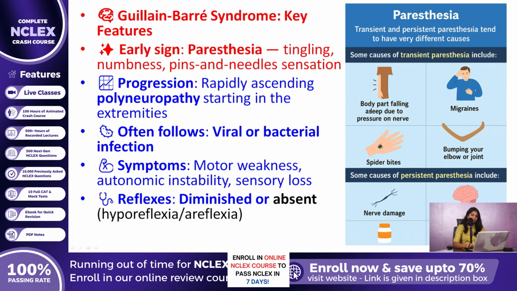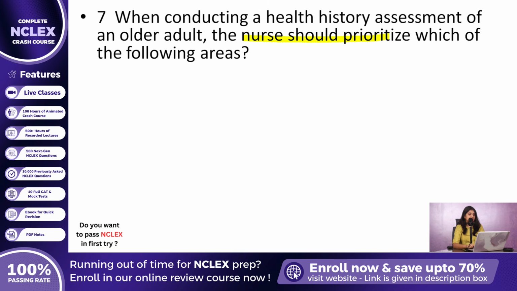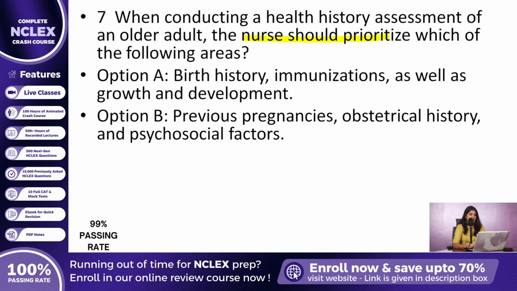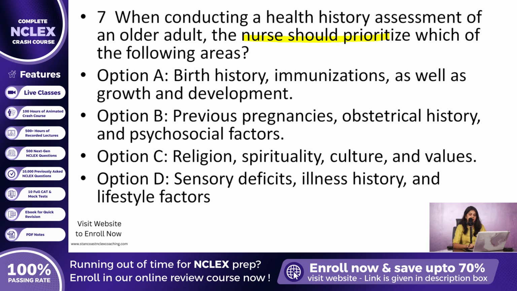Let us now move forward with question number 7, which focuses on geriatric nursing assessment. When conducting a health history assessment of an older adult, the nurse should prioritize which of the following areas? Take a look at the options. Option A, birth history, immunizations, as well as growth and development. Option B, previous pregnancies, obstetrical history, and psychosocial factors. Option C, religion, spirituality, culture, and values. Option D, sensory deficits, illness history, and lifestyle factors. The correct answer is option D, sensory deficits, illness history, and lifestyle factors.